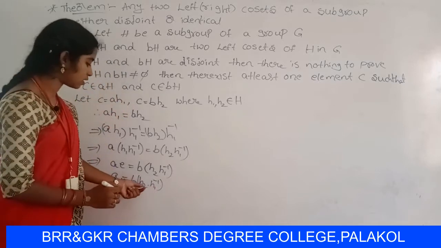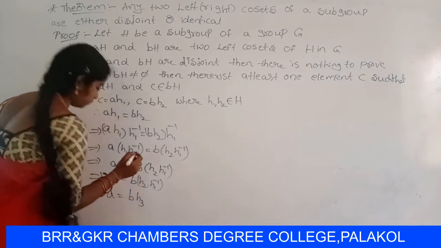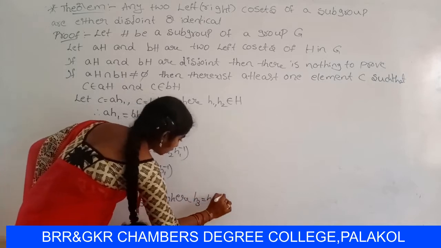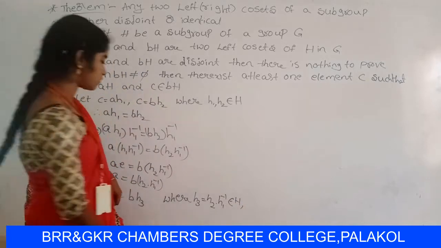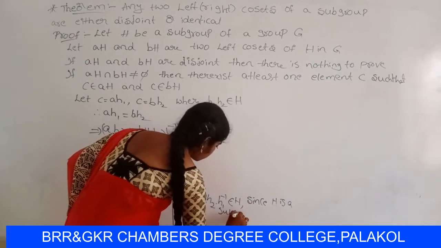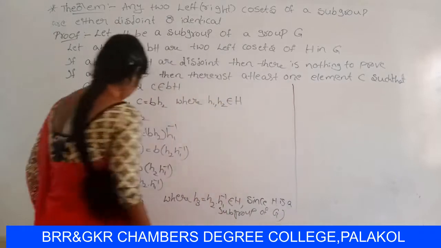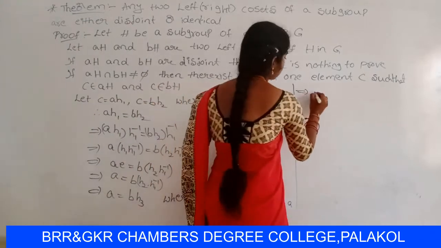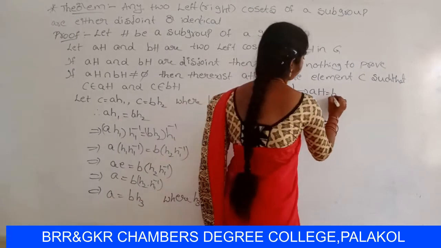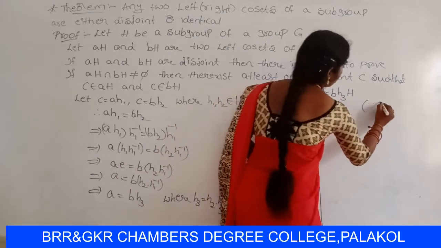Let H3 equal to H2 H1 inverse. That implies A equal to B H3, where H3 equal to H2 H1 inverse belongs to H, since H is a subgroup of Z. Now multiply on both sides by H. That implies AH equal to B H3 H. Already you know by a known theorem that H3 belongs to H.